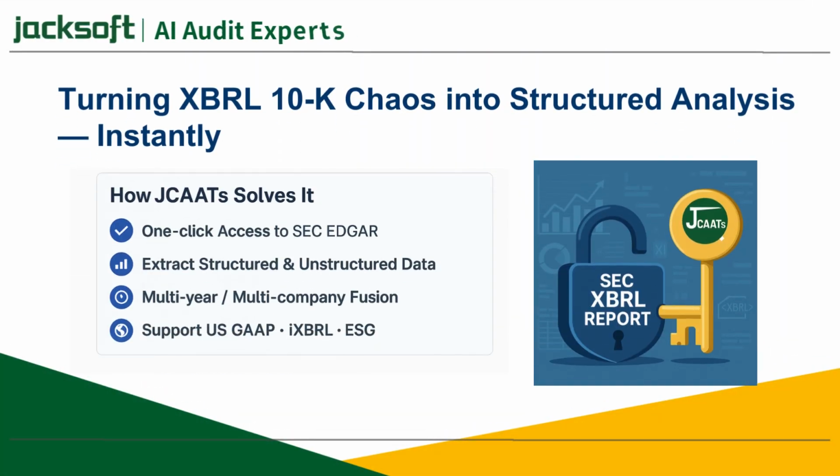This is where the JCAATs XBRL connector comes in. With JCAATs, you can search by company or industry, extract multiple format data, and merge years of filings for insight analysis. In short, JCAATs turns filing chaos into structured insights, instantly.